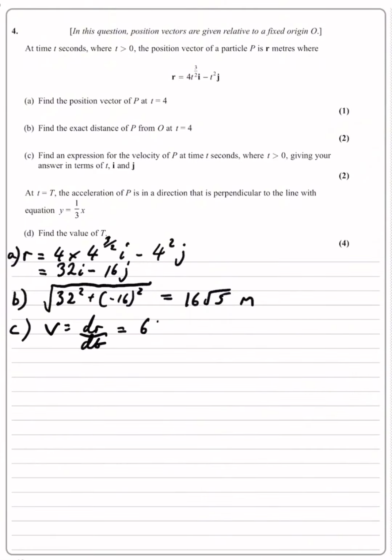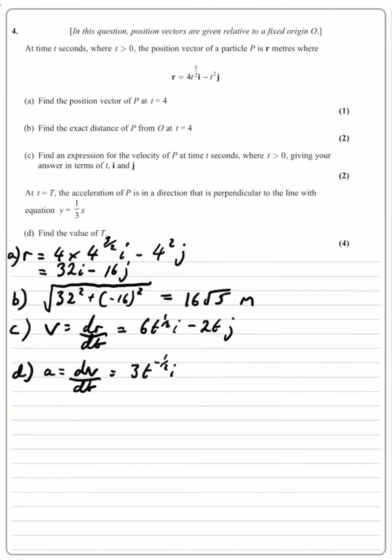For part C, to find the velocity, we're going to find the change in the displacement over time. So we're going to differentiate. Multiplying by 3 over 2 gives us 4 times 3 over 2, which is 6. Subtract 1 from the power is t to the half, lots of i. And then differentiating t squared to 2t, so minus 2t lots of j.